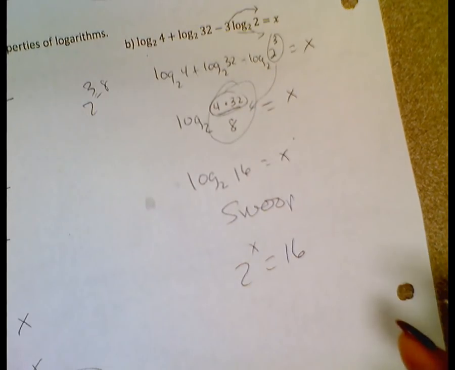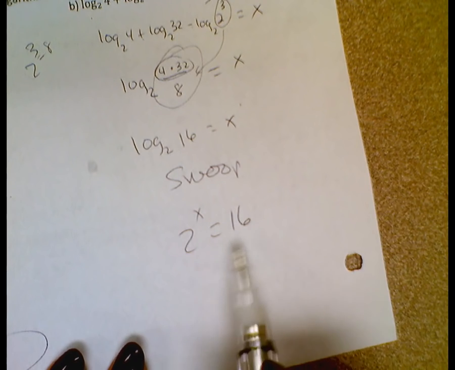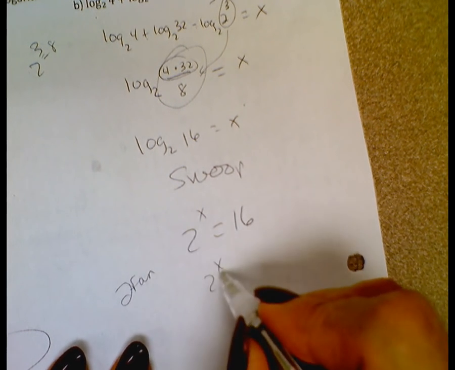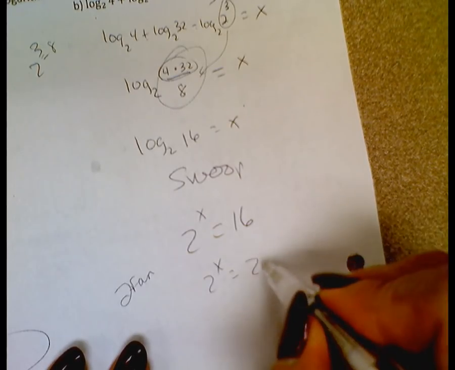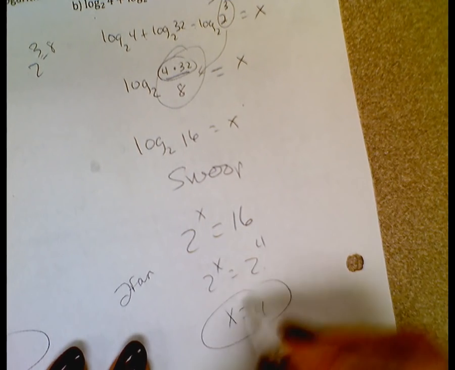And 2 to the x equals 16. Okay, get your paper out. Look in the 2 family. What's another way of writing 16? 2 to the 4th. So 2's cancel and x is 4.